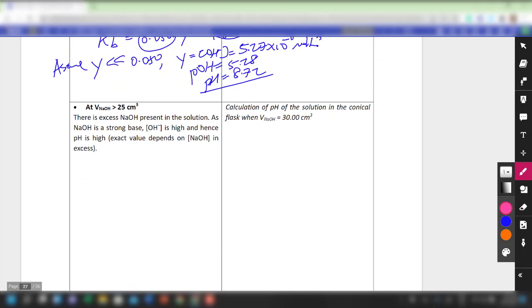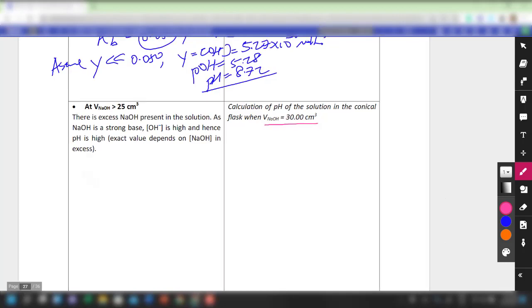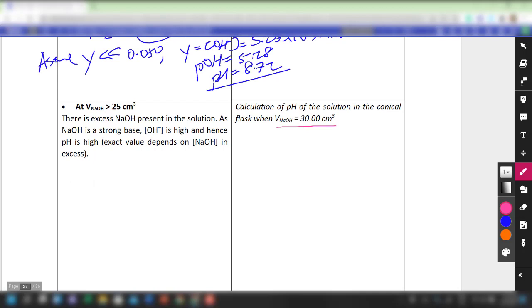Then what about an excess amount of sodium hydroxide being added? So let's say the volume of sodium hydroxide added is now 30.00 cubic centimeters. Then what's going to happen? Okay, so 30.00 cubic centimeters will mean that the amount of sodium hydroxide added in excess is 5.00 cubic centimeters. So the first thing I need to determine is the amount of OH minus in excess. And this is not too difficult to calculate, because it is simply 0.0050 times 0.10. So I'm going to get 5.00 times 10 to the power minus 4 moles.